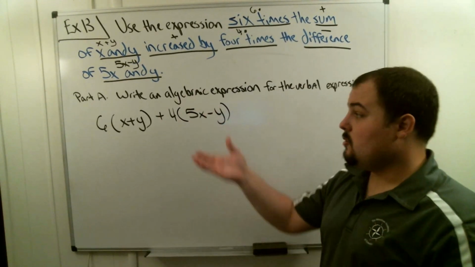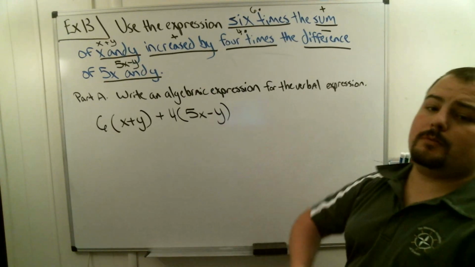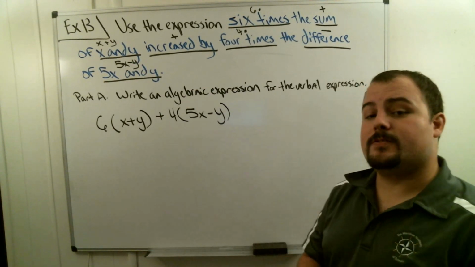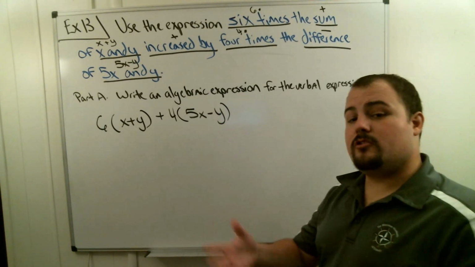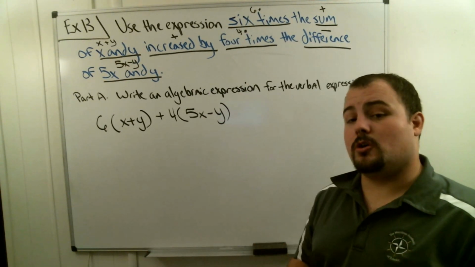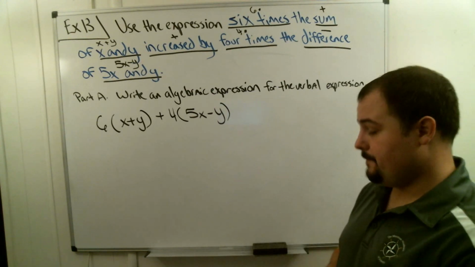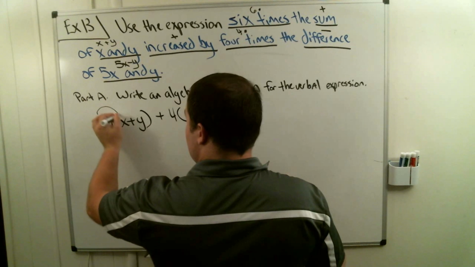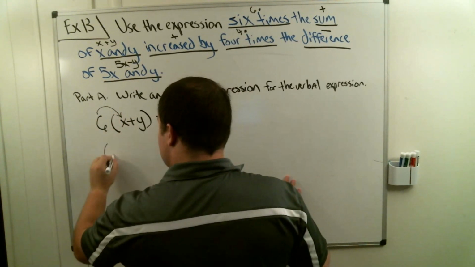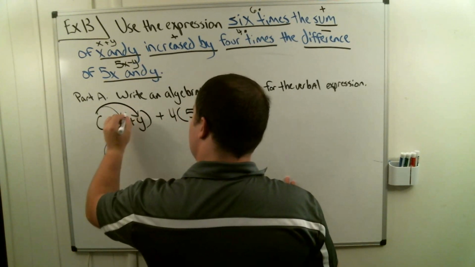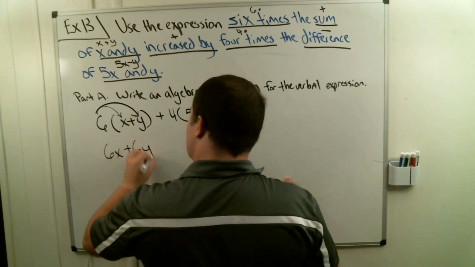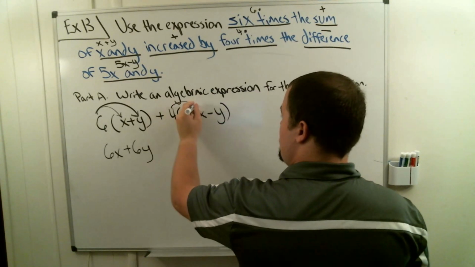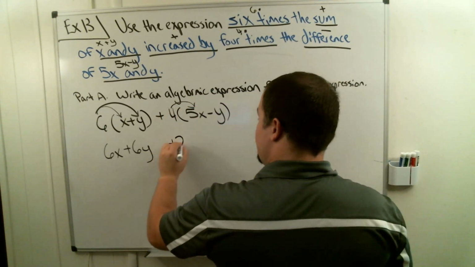So what we did was we wrote an algebraic expression for the verbal expression that we read. This is algebraic because we're including variables. Now what we're actually going to do is distribute and combine our like terms. This is the last thing that we're going to be doing. So we're going to do the distribution property. 6 times x, that's 6x. 6 times y, that's 6y's. Then we're going to do this. This is a positive 4. 4 times 5x, that's 20x.